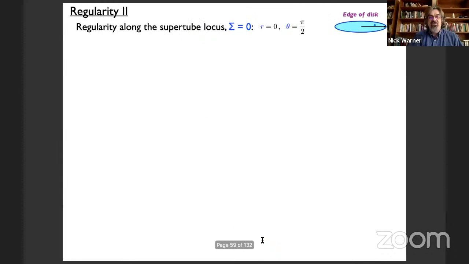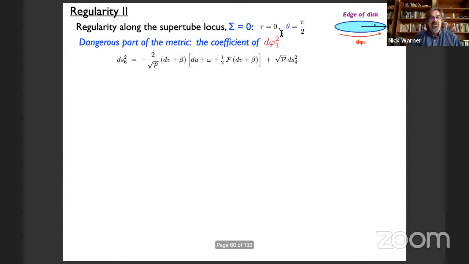Regularity 2 is we want to make sure it behaves properly in the middle of the space. And so the number one place you want to look is the supertube locus, because that's where all the sources are. And you want the thing to be smooth at the supertube locus. And that means R is 0, theta is equal to pi on 2. Now, the dangerous part is precisely this part that goes around the edge of the disk. And so all I'm going to do is isolate that. The rest of it goes along for a ride, but this is the dangerous part. So let's look at what that is.